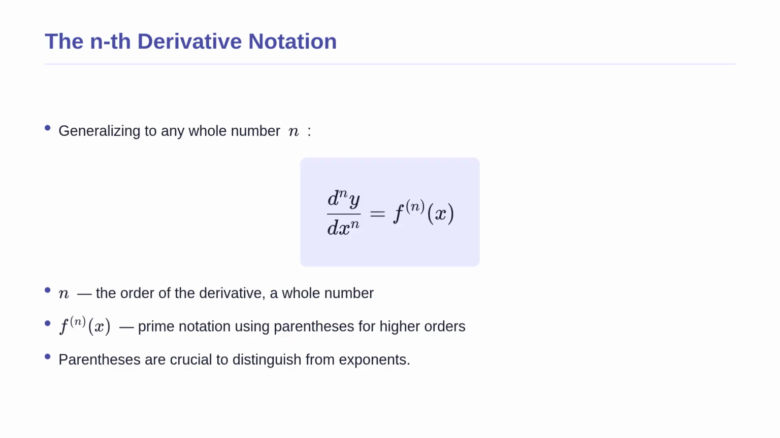The parentheses are absolutely crucial here. Without them, the notation would just mean the original function multiplied by itself n times, which is completely different from taking the nth derivative. If n increases, we are simply looking at deeper layers of change.